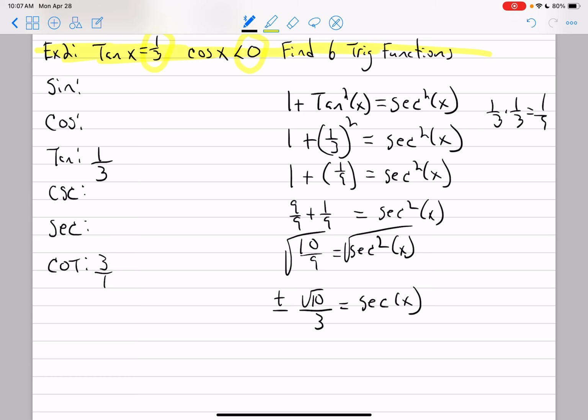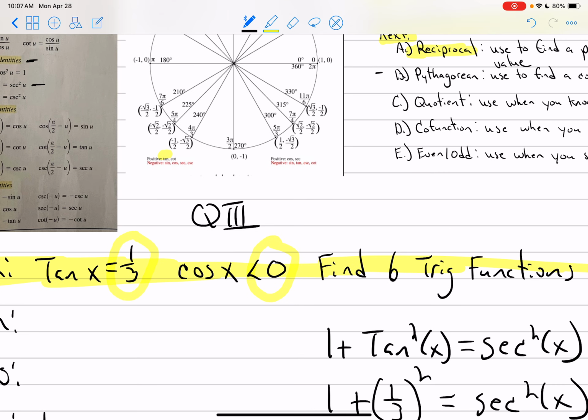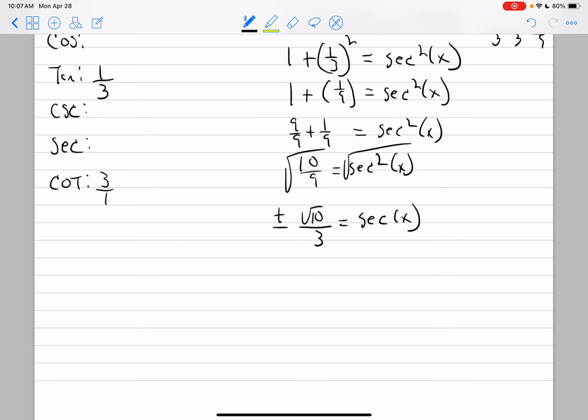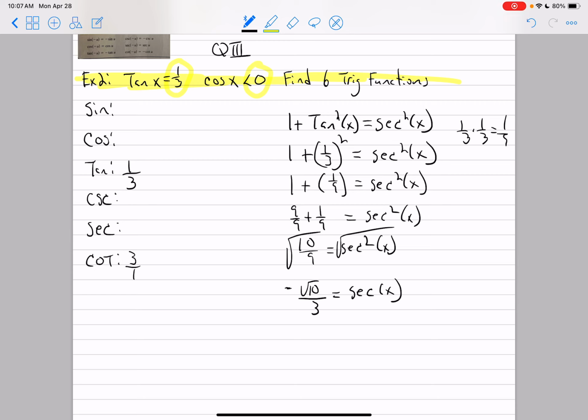So I'm going to go back to my quadrant 3, and I'm going to look. What is secant? Secant should be negative in quadrant 3. So this is going to be negative. Let me erase this. This is ultimately going to be negative root 10 over 3. So secant is negative root 10 over 3.